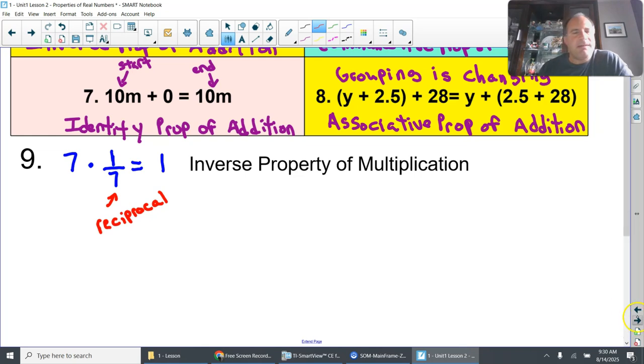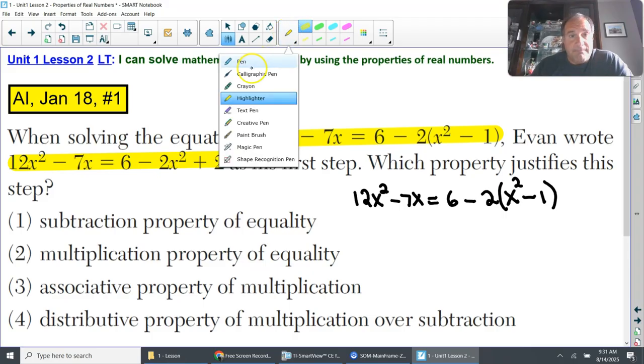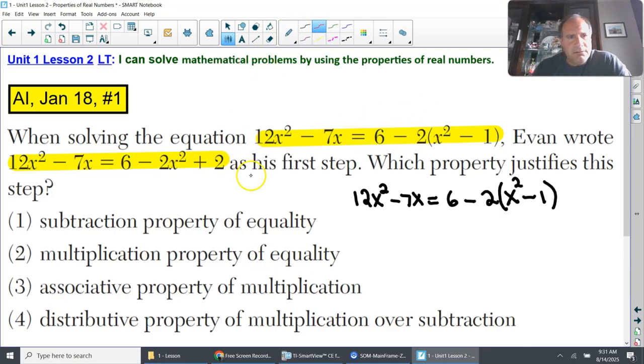All right, let's talk about our first Regents problem. This was on the 2018 Regents. This was the first question. And you can see I wrote down, this is what they do. When solving the equation, and they give you this equation, what I typically do is rewrite it so I could actually do something, because they're going to ask you to do something with that equation. Evan wrote this as the next step, as his first step. So how did he get from here to here? Which property justifies that step?